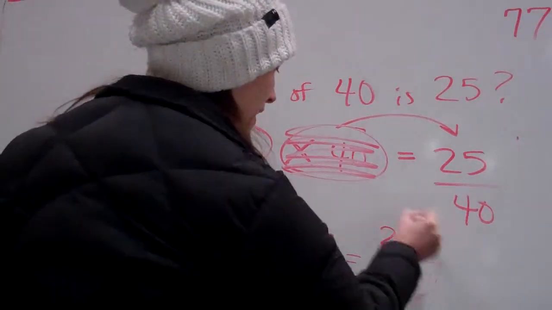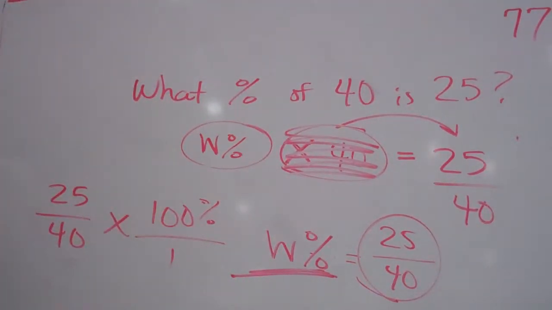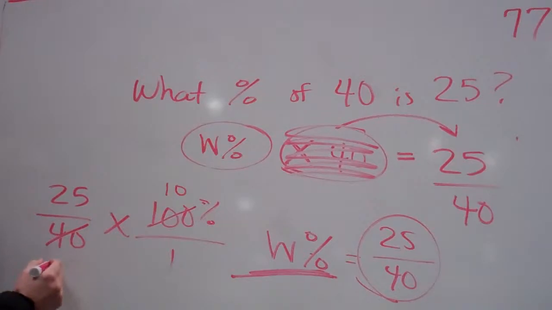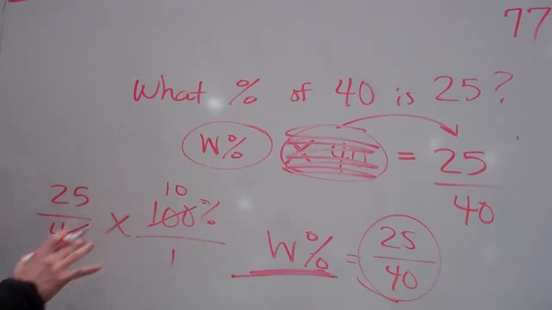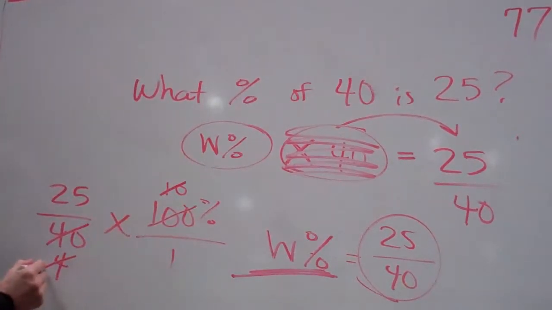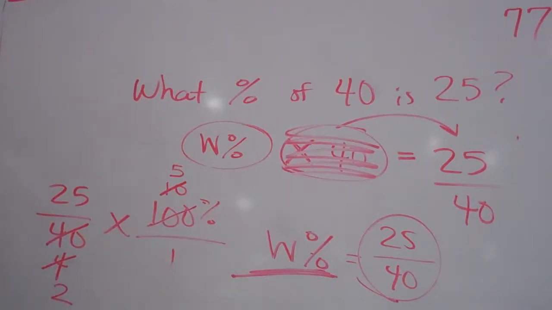So I'm going to take my answer, and because I want it as a percent, I'm going to multiply it by 100%. Now, do y'all see an easy way I can cancel here? Yes, by 10. So 10 will go into 100, 10 times, 10 will go into 40, 4 times. Anybody see any others? 2 will go into both 10 and 4. 5, 2. And I believe that is it.